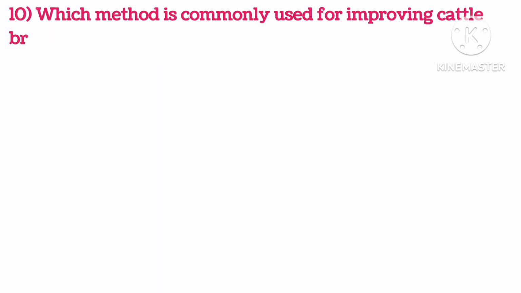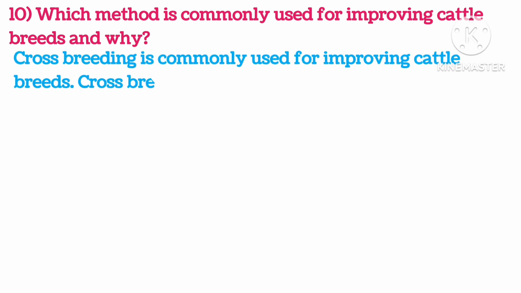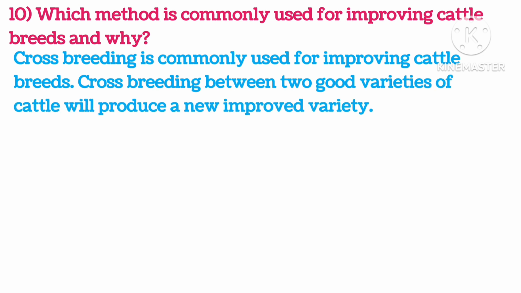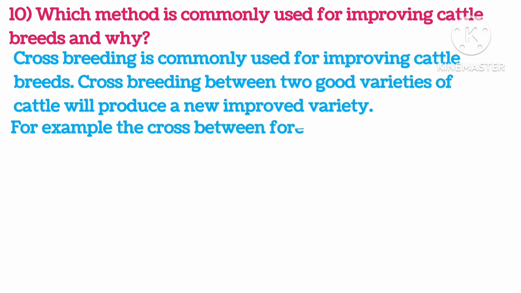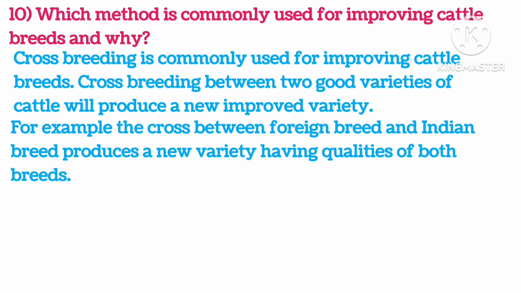Which method is commonly used for improving cattle breeds and why? Crossbreeding is commonly used for improving cattle breeds. Crossbreeding between two good varieties of cattle will produce a new improved variety. For example, the cross between foreign breed and Indian breed produces a new variety having qualities of both the breeds.